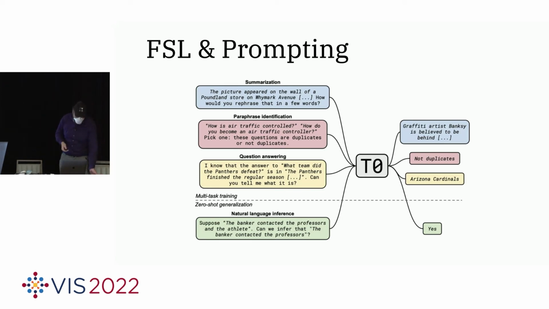Another example is question answering, the yellow path: I know that the answer to what team did the Panthers defeat is in the Panthers finished blah, blah, blah. Can you tell me what it is? And you provide the label Arizona Cardinals. So you can train a large language model on these standard language tasks. In this case, it was a modified T5 model from Google, refined to a T0 model, part of the BigScience project.